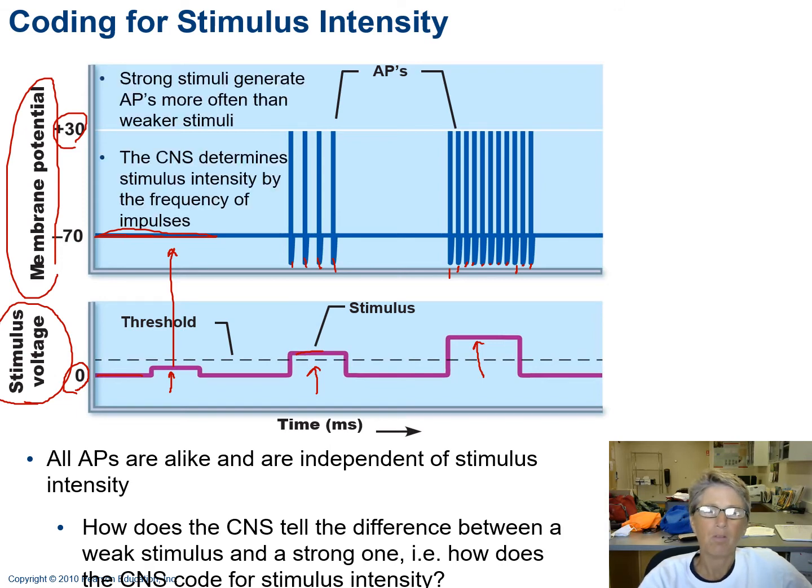So then the bullets say strong stimuli generate action potentials more often than weak stimuli. So this little guy here would be a weak stimulus, this guy would be a strong stimulus, and you get a higher frequency of action potentials with a strong stimulus.